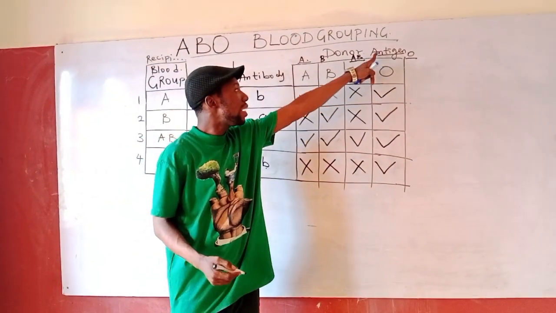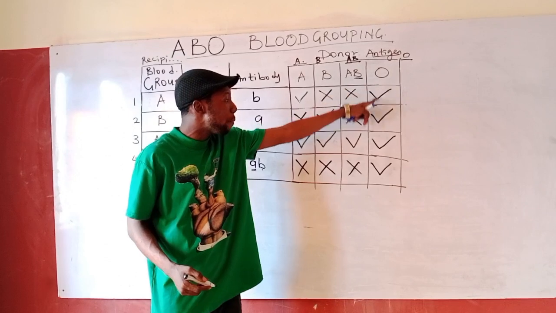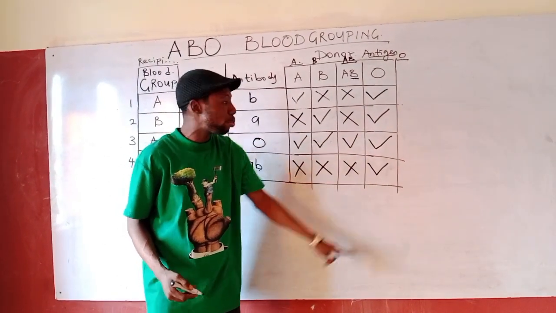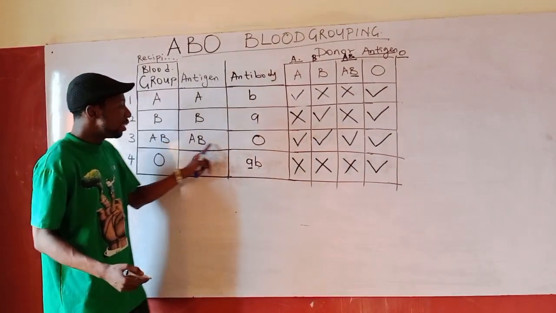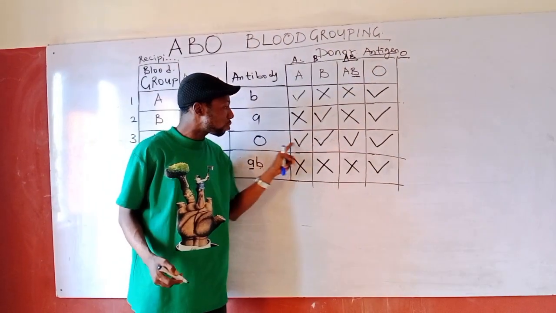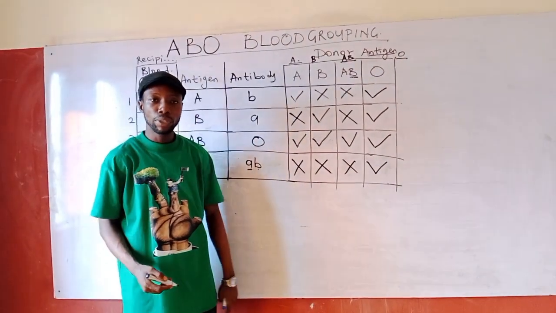So on this note, blood group O here is a universal donor because it gives blood to any group. While blood group AB is a universal recipient because it receives from anybody.